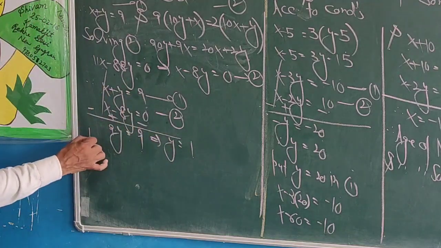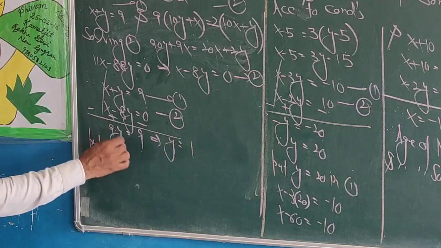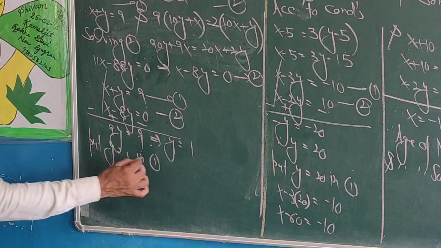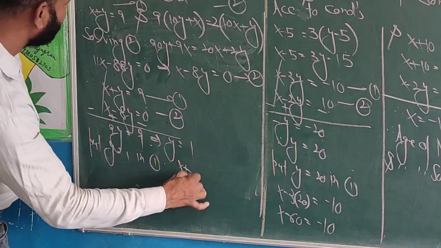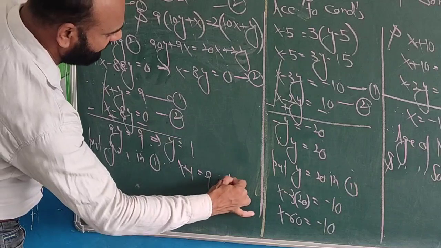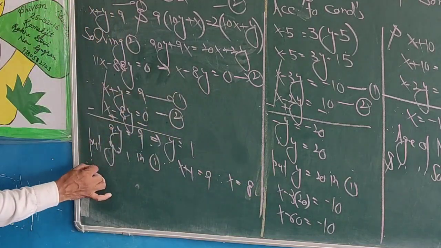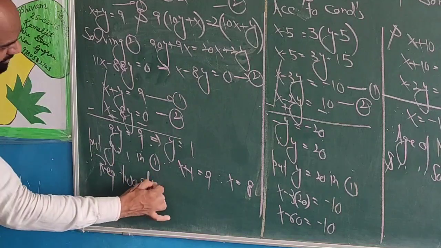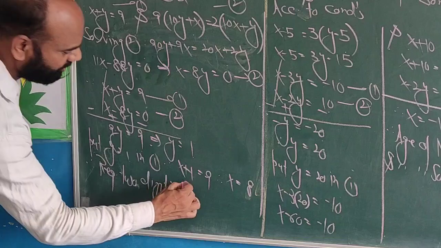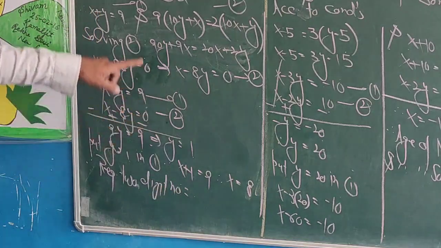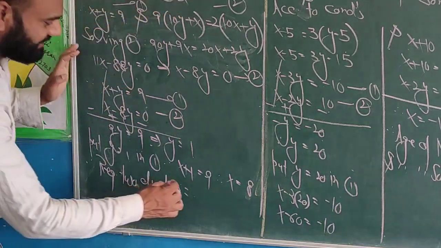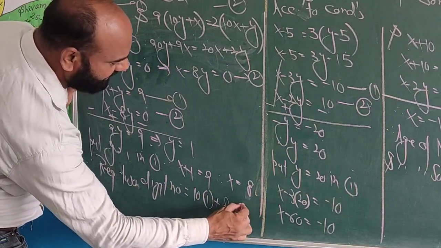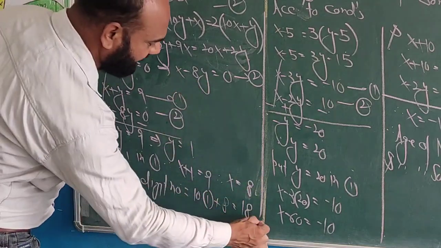Now put y equal to 1 in any one of these two equations. So put y equal to 1 in equation number 1. Therefore x plus 1 is equal to 9. Therefore x equals 8. So the required two-digit number is equal to 10y plus x. So this is 10, and y is 1, plus x is 8. So the required two-digit number is 18. This is your final answer.